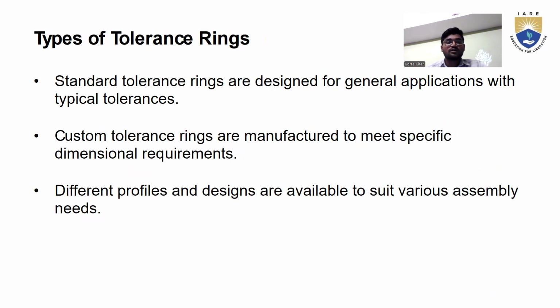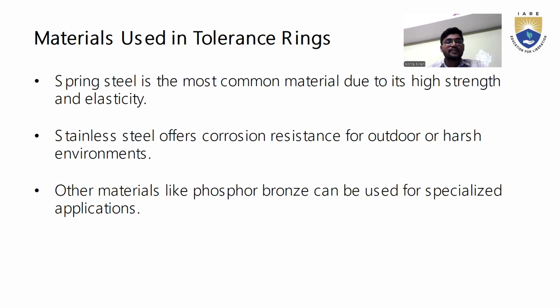Types of tolerance rings, as we discussed: there are only two, standard tolerance rings and custom tolerance rings. Material used in tolerance rings is mostly spring steel, because it has high strength and elasticity. Elasticity means temporary deformation, through which it can recover, and it also has corrosion resistance. Other than spring steel, we can also use phosphor bronze.